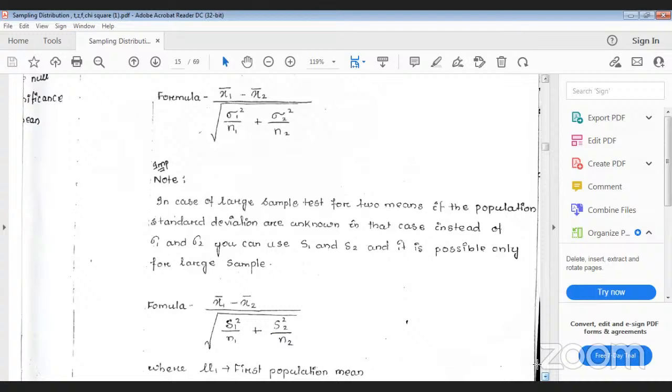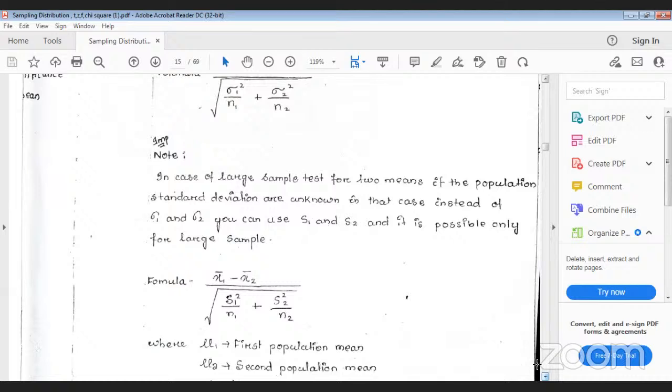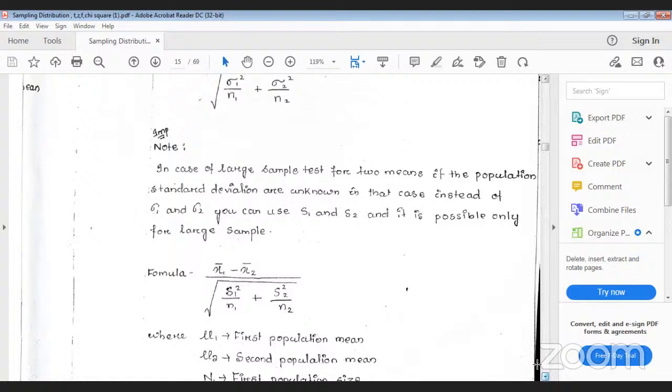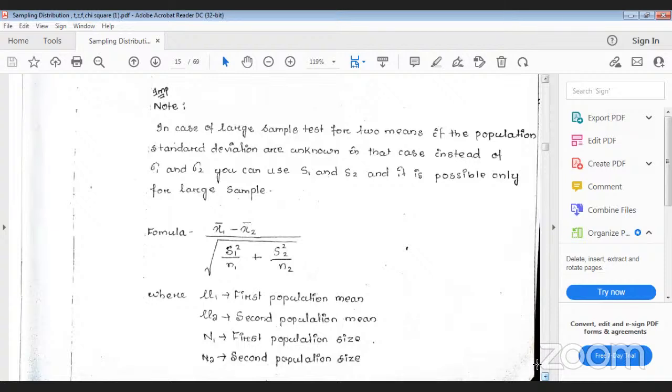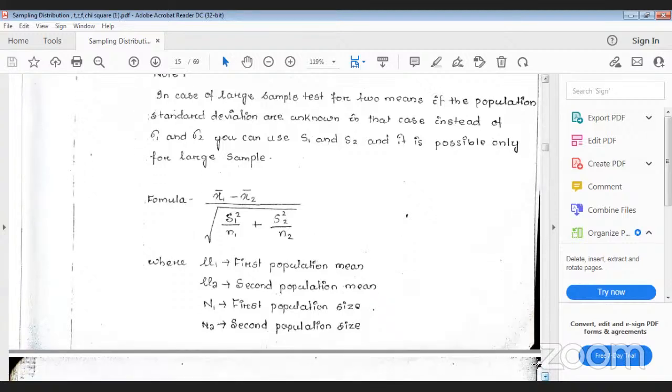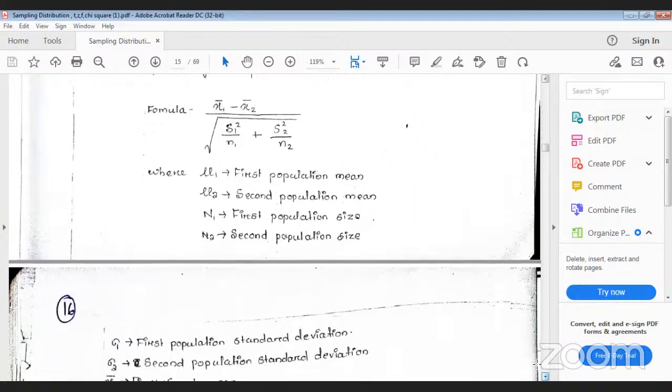So here is one important note. In the case of the large sample test for 2 means, if the population standard deviations are unknown, suppose sigma 1 and sigma 2 are unknown or not given, instead of that you can use S1 and S2. Okay. So what are S1 and S2? That is your sample standard deviation.